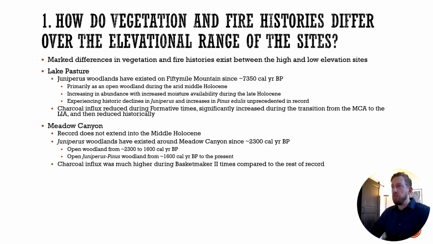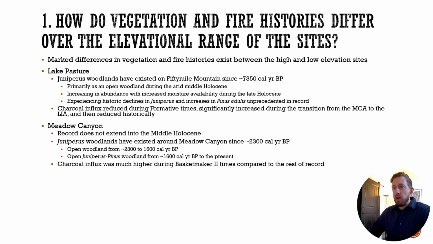At Lake Pasture, juniper woodlands have existed on 50 Mile Mountain since around 7350 cal-year BP. First, primarily as an open woodland during the arid Middle Holocene, then increasing in abundance with increased moisture availability during the late Holocene, and then experiencing historic declines in juniper and increases in pinyon pine, unprecedented in the record. Charcoal influx also reduced during formative times, significantly increased during the transition from the Medieval Climate Anomaly to the Little Ice Age, and then reduced historically.